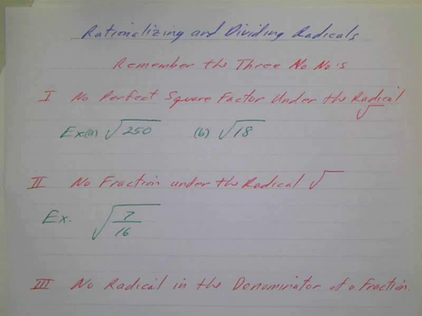So now we're going to talk about rationalizing and dividing radicals, and in a way simplifying in general. And we've got the rules, our three no-nos for simplifying radicals. The radicals have to be in simplified form, or if we ask you to simplify it, then they have to satisfy the conditions that they don't violate any of these no-nos. So the first no-no was no perfect square factor under the radical.